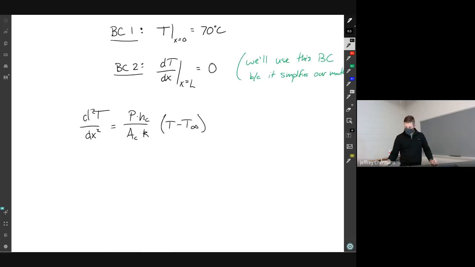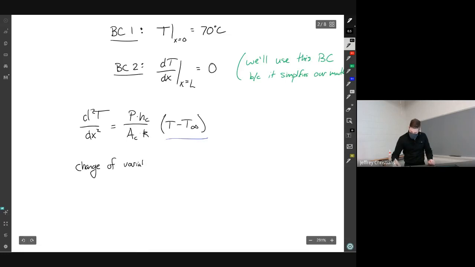The other thing that we're going to do is say, I don't really want to deal with having that T minus T infinity all over the place. So we're going to swap it out and change that into a single variable. So we're going to do a change of variables. Because it's not the actual temperature that matters. It's the difference in temperature between the fin and convection. So we're going to let theta equal T minus T infinity.